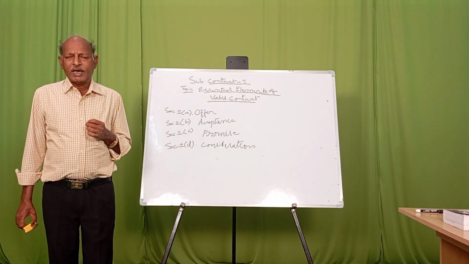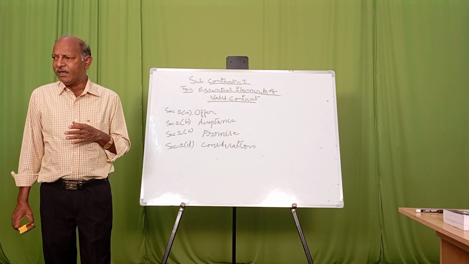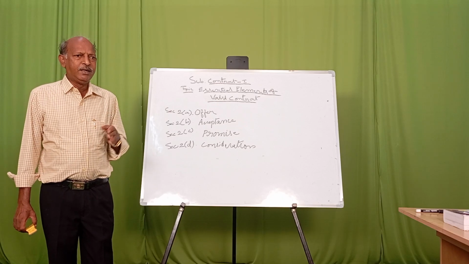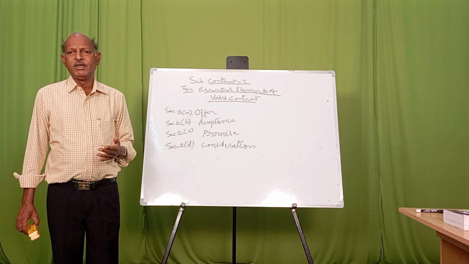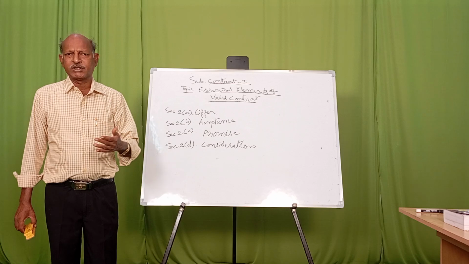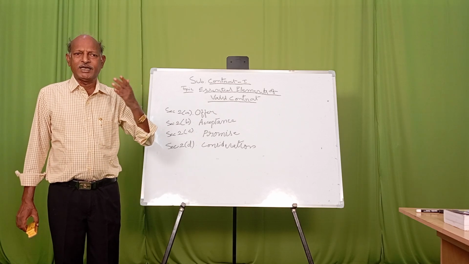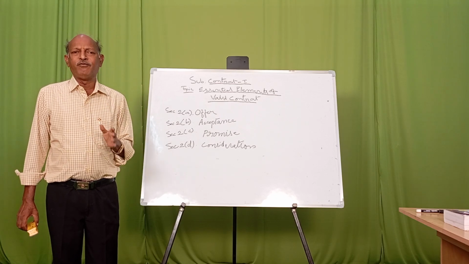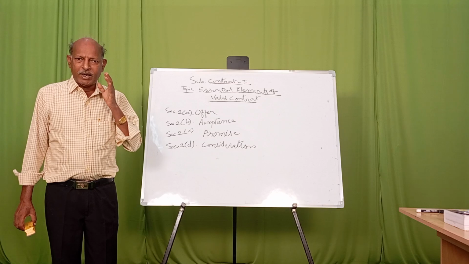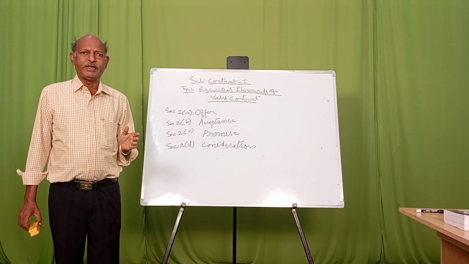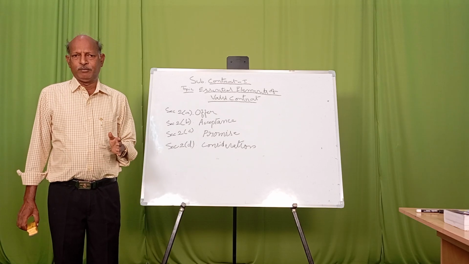So, in order to consider a contract as a valid and enforceable contract, there are some essential elements, essential features and essential characteristics which have to be fulfilled and complied with by the respective parties in all circumstances.